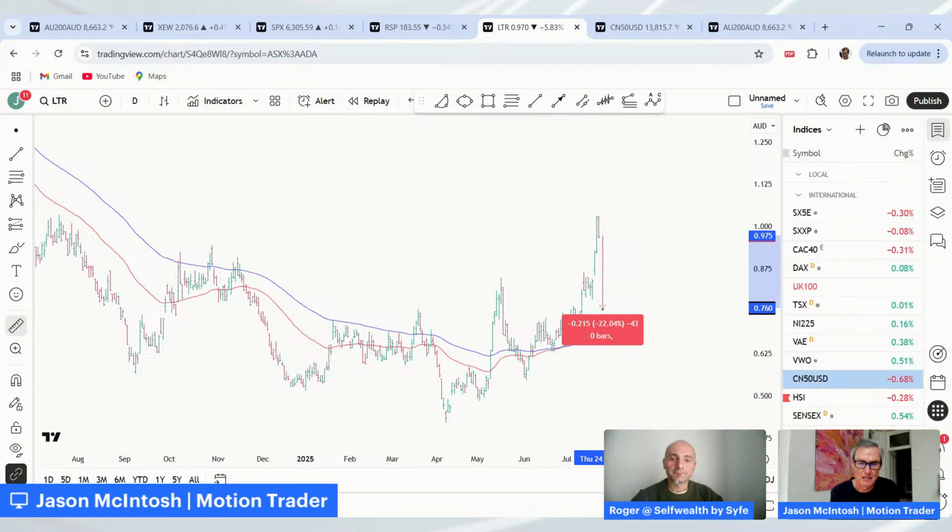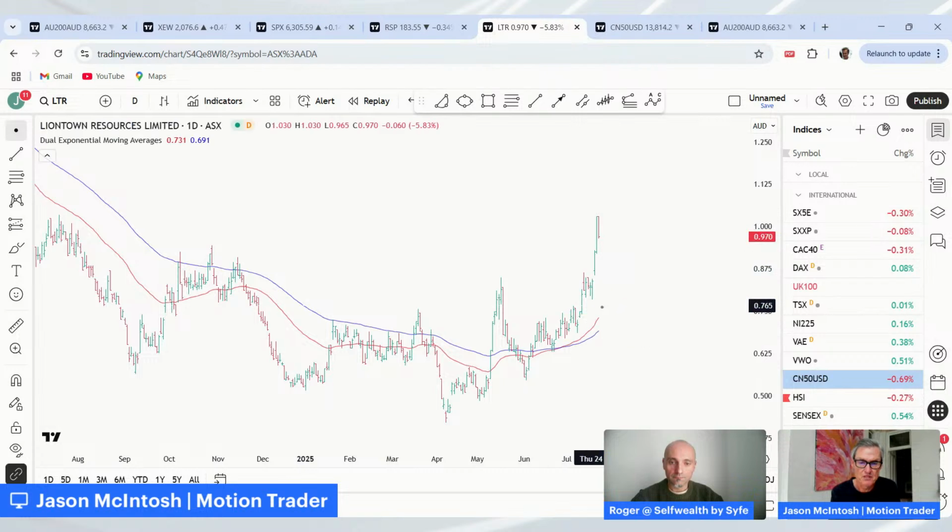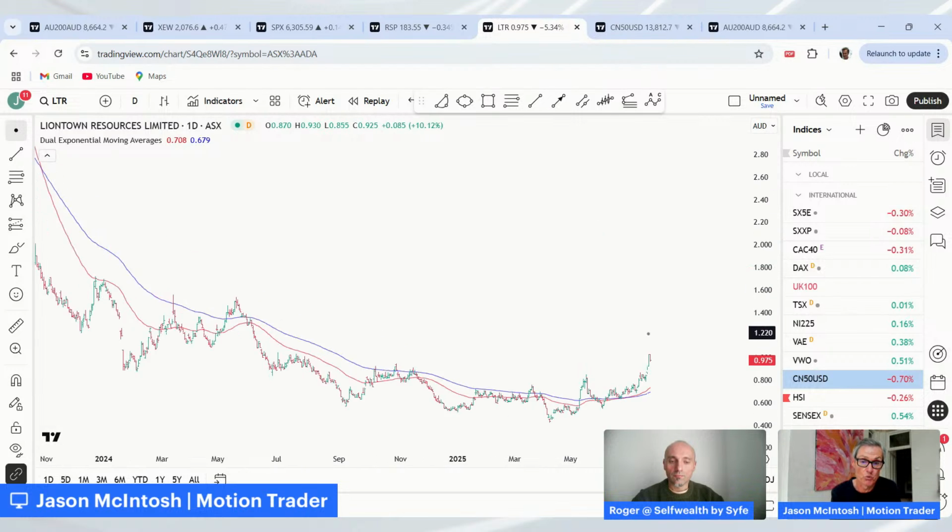But even still, even at current levels, it could be bought at current levels. I'm looking at this low point from the 17th of July and using that as a potential stop loss. So having a stop below that recent low point. The 50-day moving average will quickly be above that. So that's around 22% from current levels. So I think that's good risk reward still.